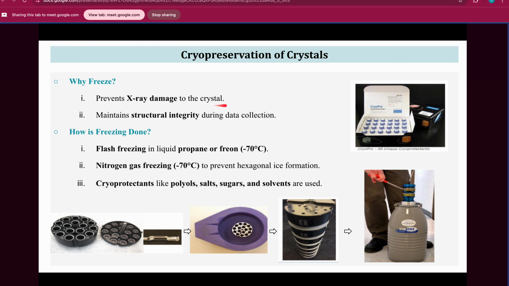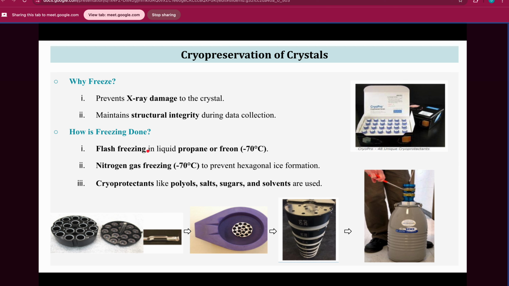To prevent X-ray damage to the crystal, because we have seen that these X-rays have high energy and they can destroy the crystal. To prevent it, we need to freeze these crystals, and this freezing also helps to maintain the structural integrity during the data collection. Now, how do we freeze these crystals? How is the freezing done?